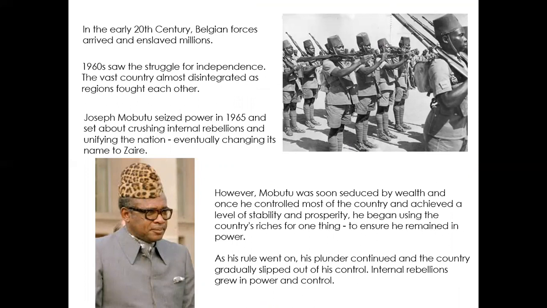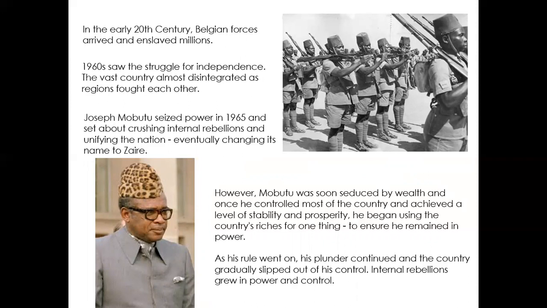Now, this is because in the early 20th century, the DRC was occupied under Belgian control. Many civilians were enslaved, and it wasn't until the 1960s that the DRC gained independence. Joseph Mobutu was president at the time. He in fact renamed the DRC as Zaire in an attempt to unite the civilians of the country.